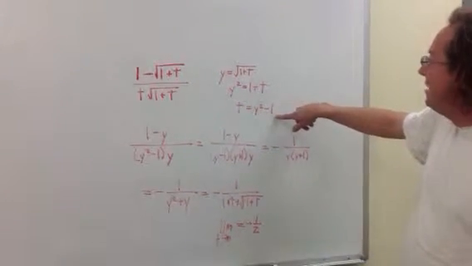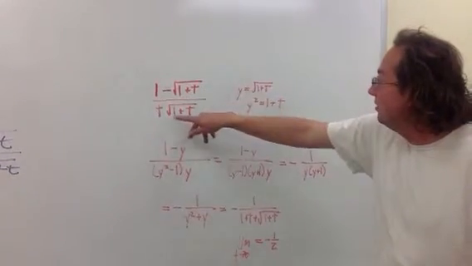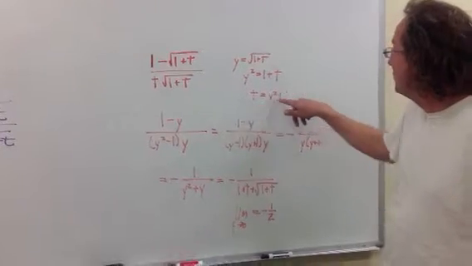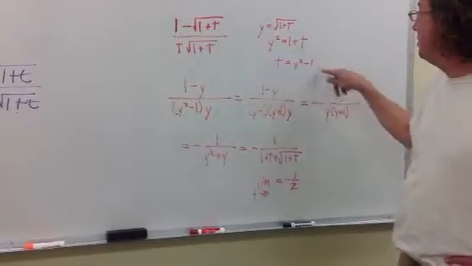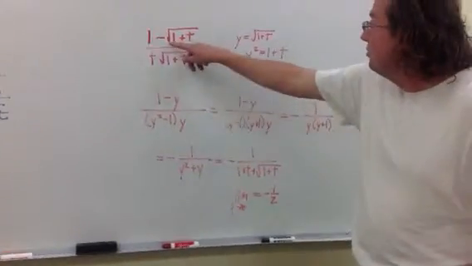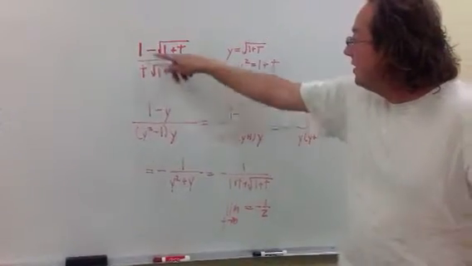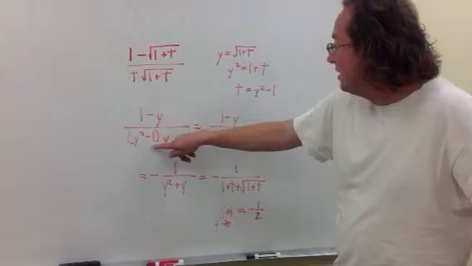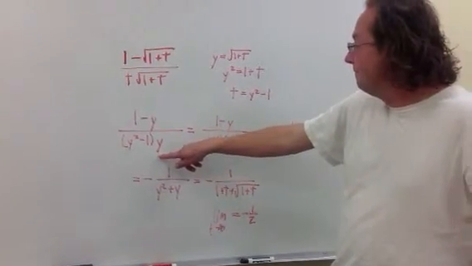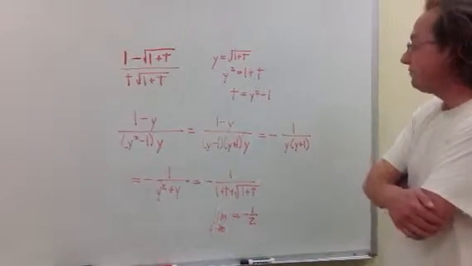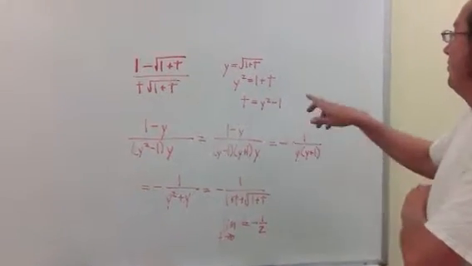Right. And then I substituted these two expressions, y equals square root of 1 plus t, here and here, and I got an expression for t there, which gives me this. My t becomes y squared minus 1. My two square roots both become y. So 1 minus y times t, now y squared minus 1, and the square root becomes y. So 1 minus y over y squared minus 1.